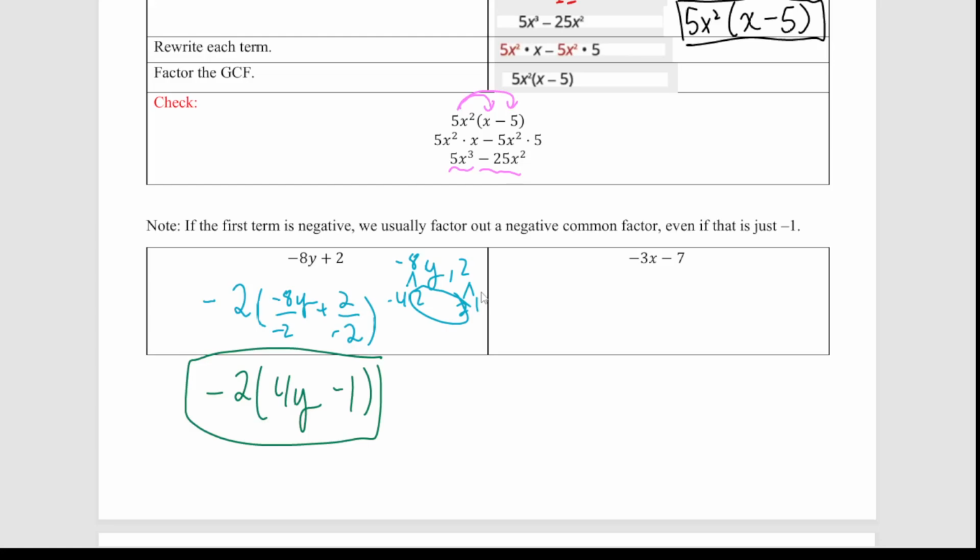For this next one, between negative 3x and negative 7, while x and a constant, they don't have any variables in common, and actually negative 3 and negative 7 are both primes, so the only thing they have in common is 1.